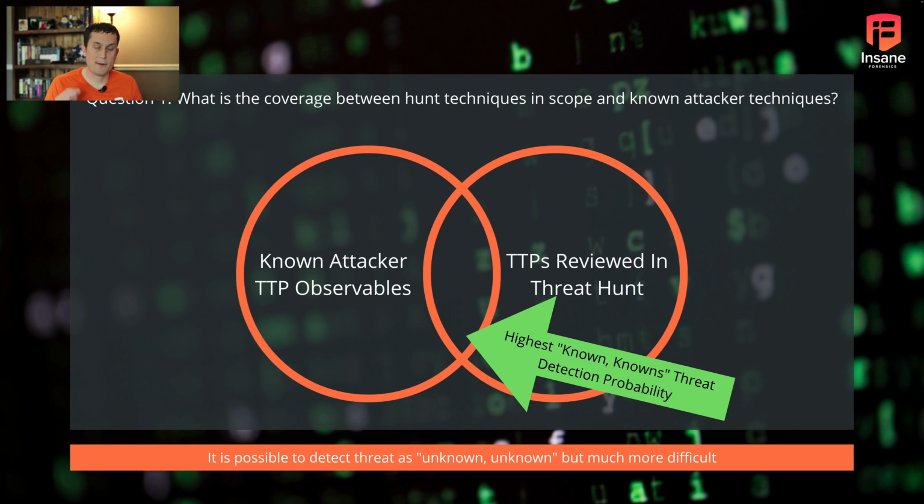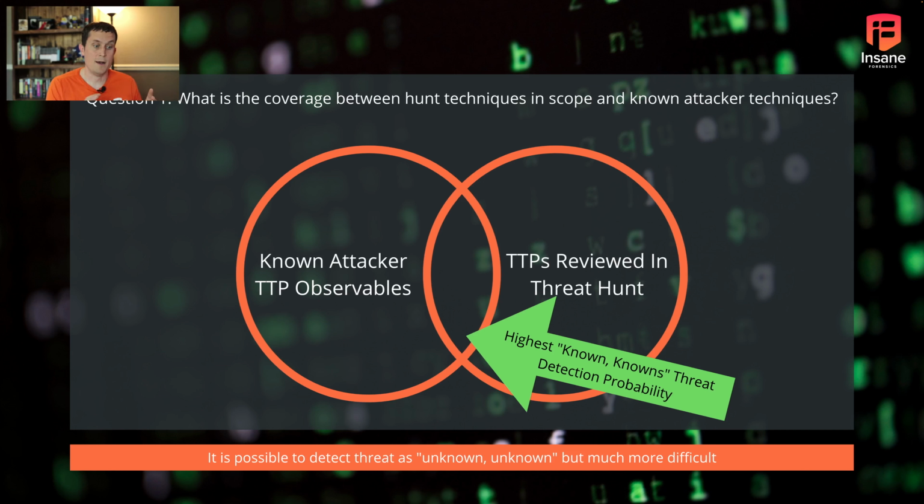So hopping into the 3 questions I talked about, the first question we have is, what's the coverage between hunt techniques and scope and known attacker techniques? If you look at the Venn diagram here, you have what are the known attacker TTP observables, right? This is something you can pull from threat intel sources. Hey, Neurotic Squirrel uses PsExec. APT29 uses tactic X. APT37 uses tactic Y.